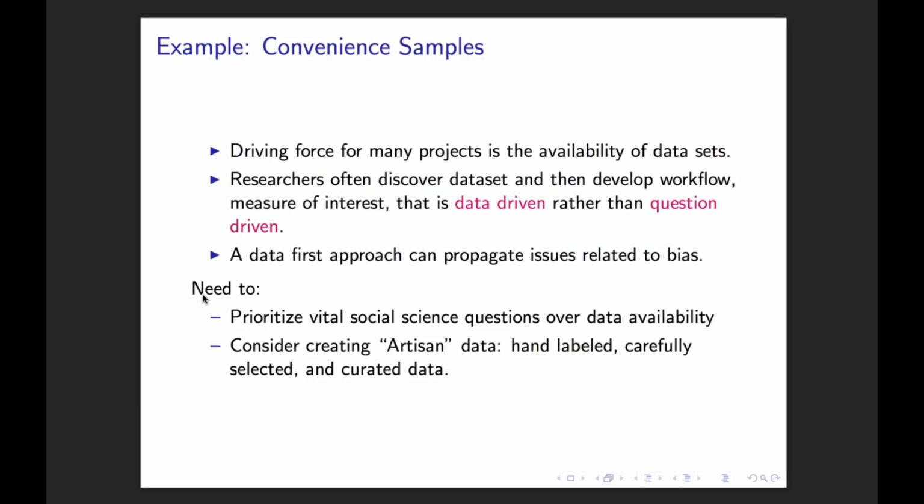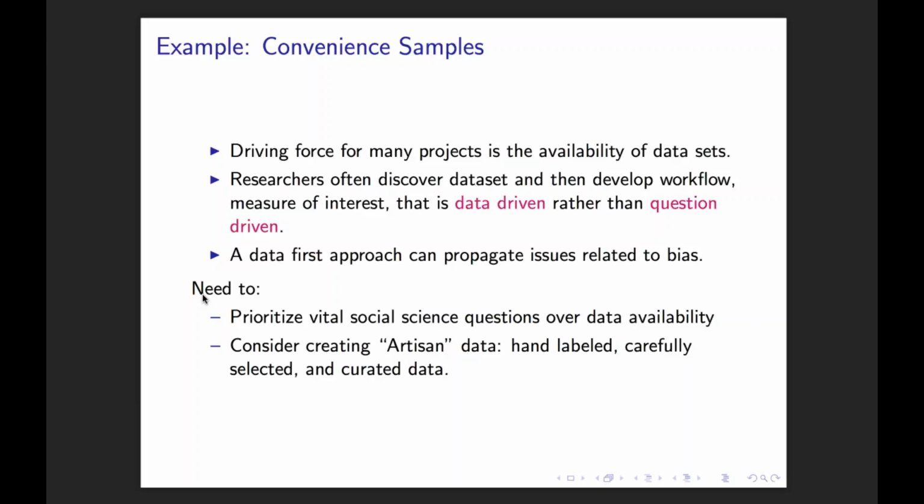So just for example, there's definitely a problem when we select those texts that are available rather than selecting the texts that are actually important for doing the kinds of research that we're interested in. A driving force for many projects is just the availability of the data set. So a standard workflow is that researchers discover some data set, and they then develop a measure of interest and a research question given that data set.